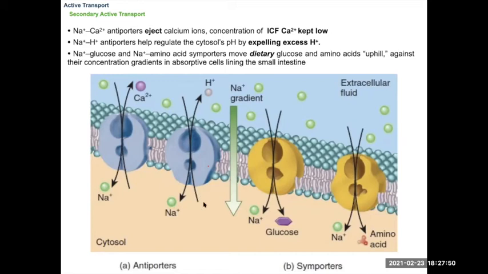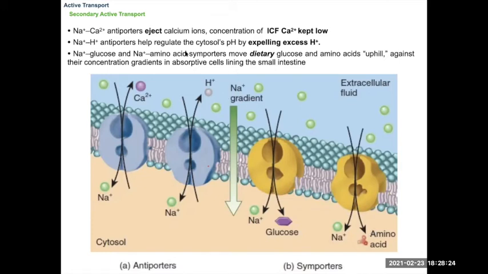Same thing with hydrogen. If your cell's too acidic and you want to get rid of hydrogen from the cell, we're going to use that sodium influx to transport hydrogen out, right? And then for glucose and amino acids, remember glucose, well, we'll talk about that in a second, but sometimes in the extracellular fluid glucose is low, but we want to bring it into the cell. And so we'll couple that with sodium, and we'll bring in glucose or amino acids and stuff, right?